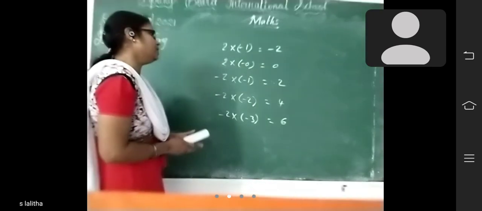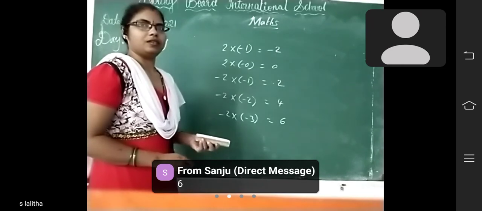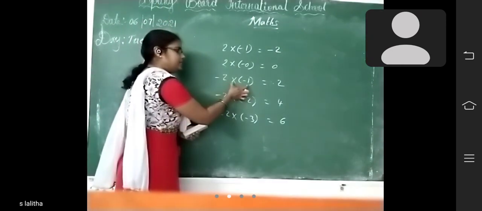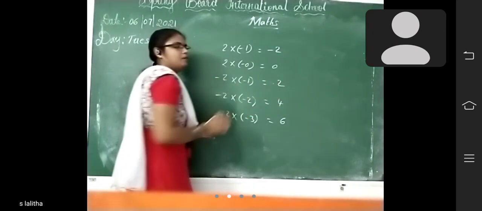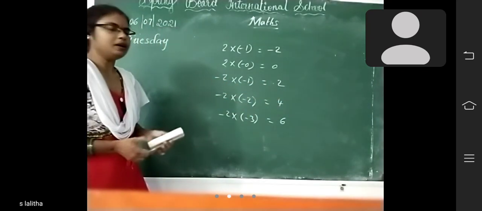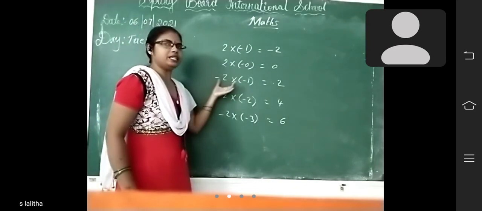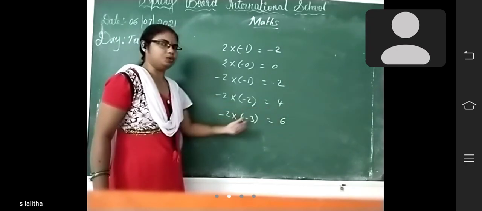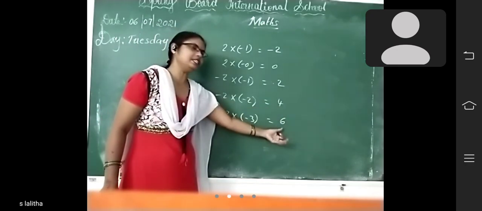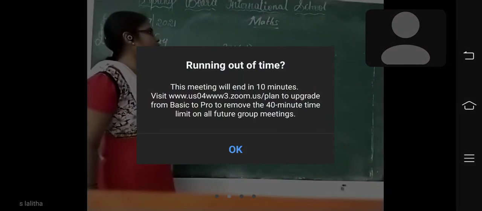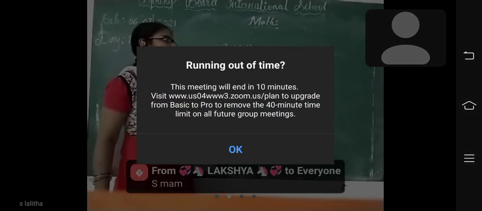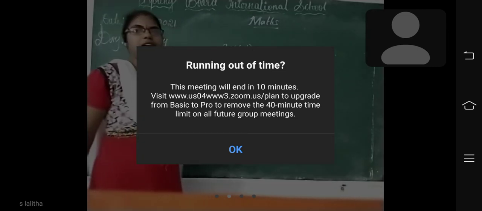What do you observe here? The product of two negative integers will be a positive integer. Did you understand now? The product of two negative integers is positive. Here the product of one negative integer and a positive integer is negative. The product of two negative integers is positive. That is the difference.